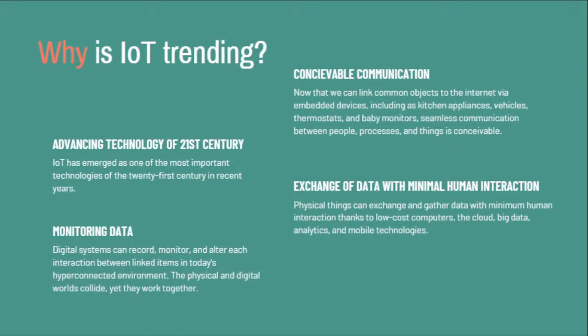Why is IoT trending? The most important reason why IoT is trending is because we got the ease to internet. The components are very low price, and the important thing, it exchanges data with minimal human interaction. What is minimal human interaction? Those devices are always autonomous. You don't need to interact with them. You just connect those devices and let them work on their own.